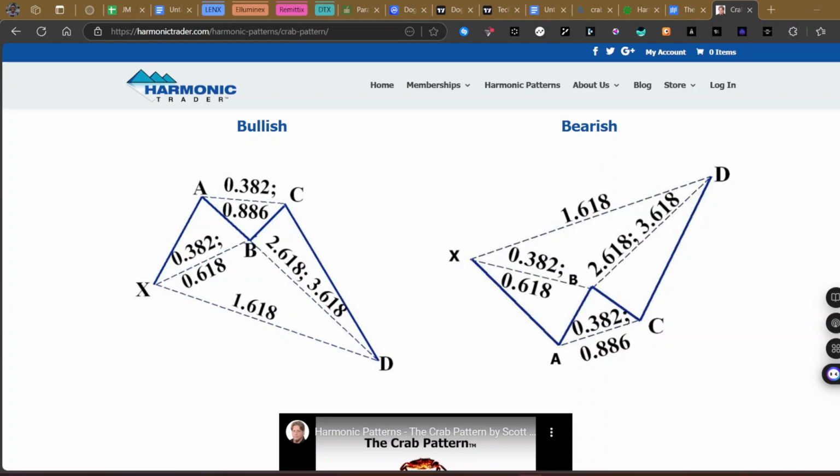In this video, we are going to dive into one of the most powerful harmonic patterns that every trader should know, and that is the crab pattern. If you've been looking for a precise way to spot market reversals, then this video is for you.